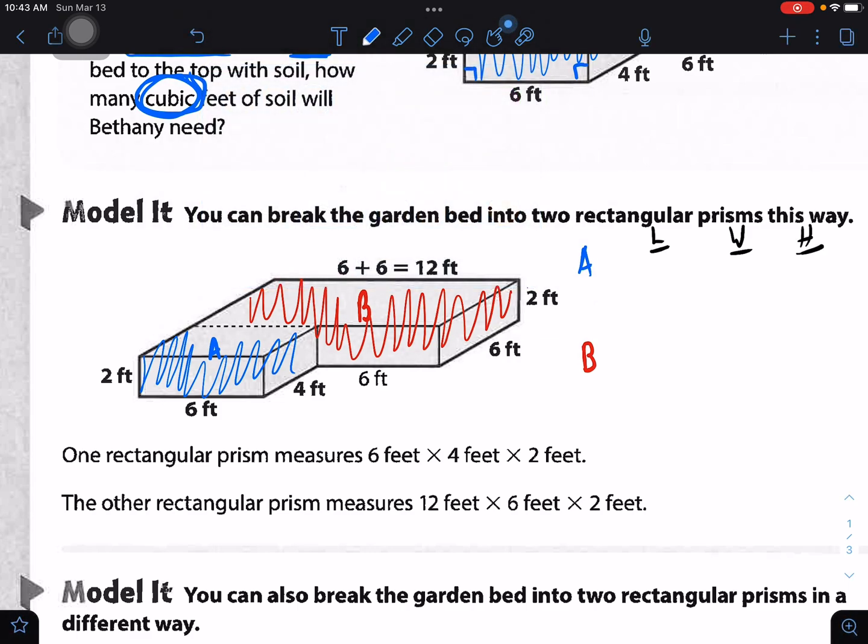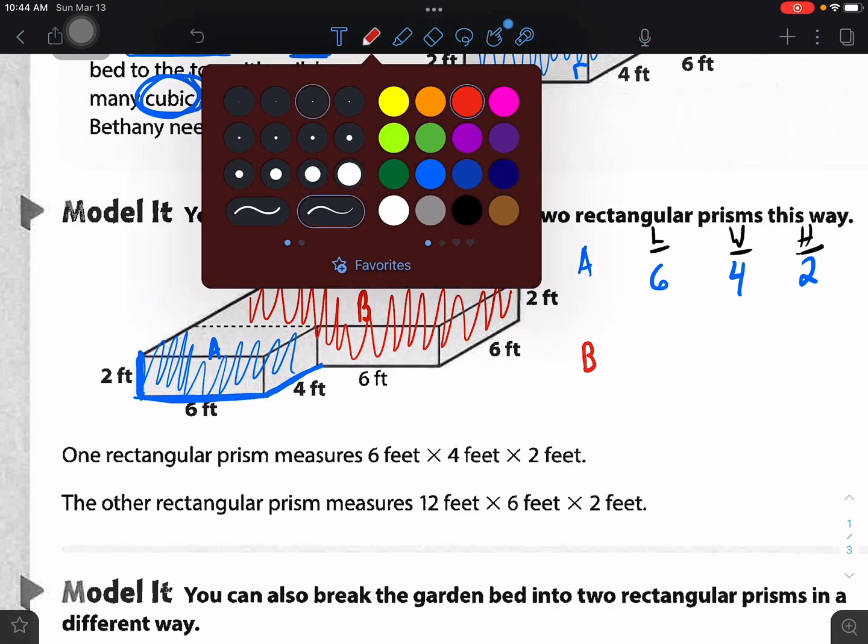Let's start with A. I can see that my length is down here below from left to right is 6 feet. I can see that this shape goes 4 feet back as the width, and this part of her garden bed is 2 feet tall. So I have all the dimensions of shape A. Let's look at shape B.